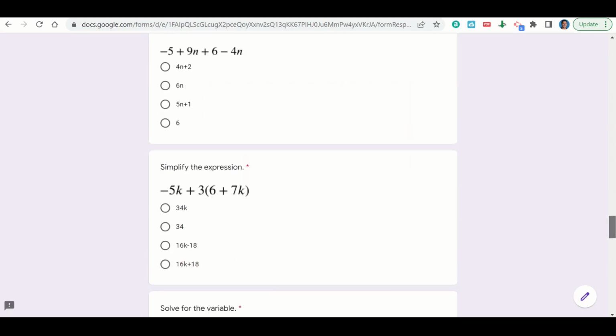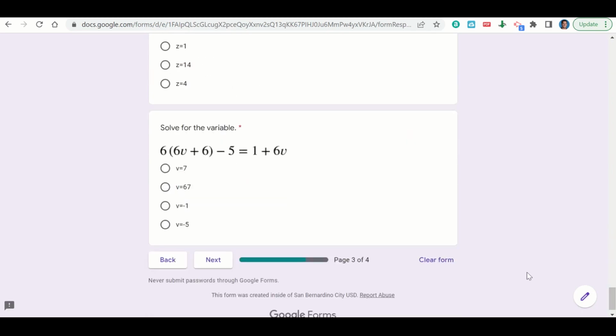So you'll go ahead and answer all these questions. When you're done, you'll get to the bottom of the page and click Next. This will take you to your Before You Go. Go ahead and answer the questions on the Before You Go, and then submit your work on Google Classroom.